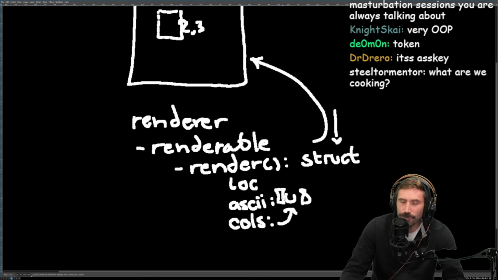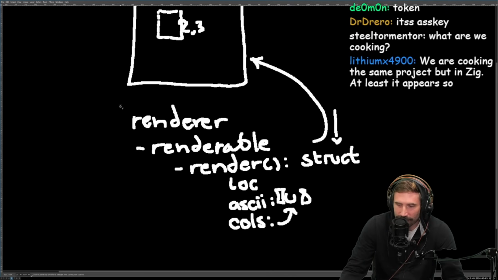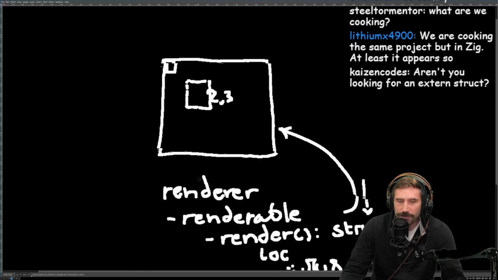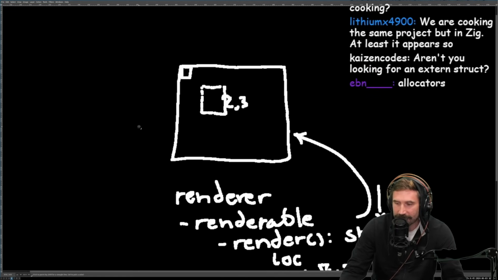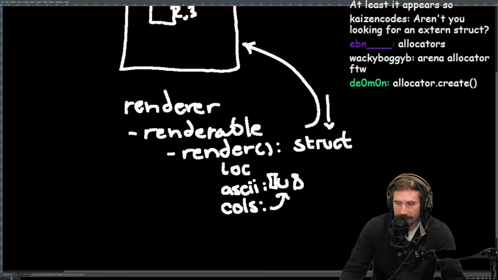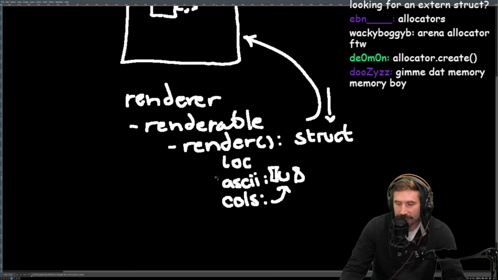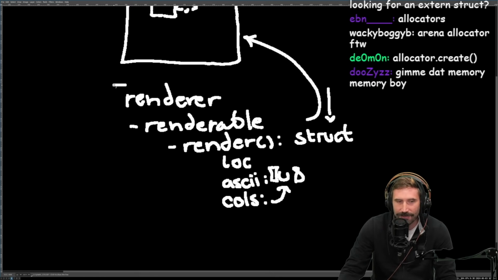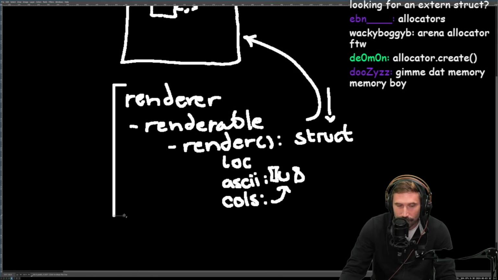The problem is I still don't really know how to allocate in Zig. I've never allocated anything. It feels like everything I'm doing is pretty much all stack work. We're cooking the same project but in Zig, at least it appears so. Well, I'm trying to do the tower defense in Zig. Yeah, I know I need to do allocators. I know I need to do an allocator create, but I haven't quite got to the point where I've actually needed to use it yet.